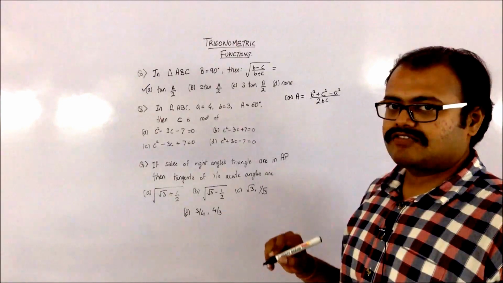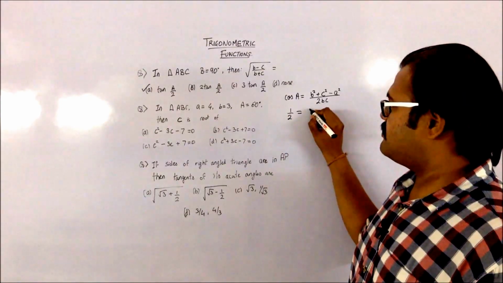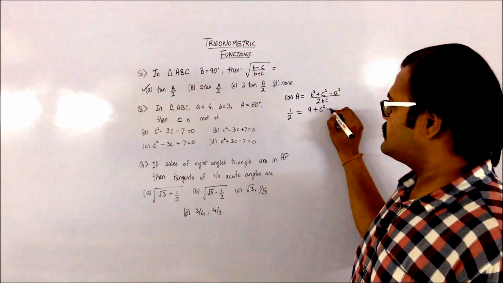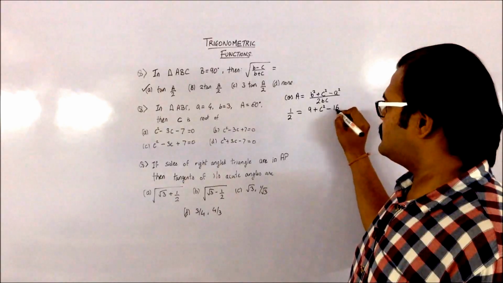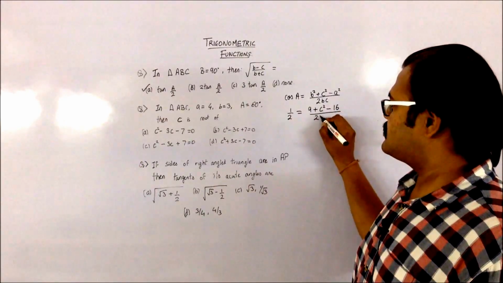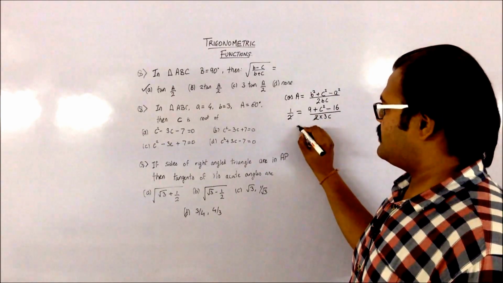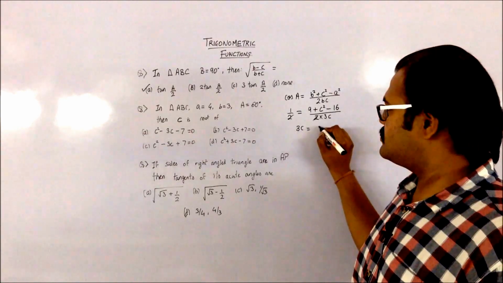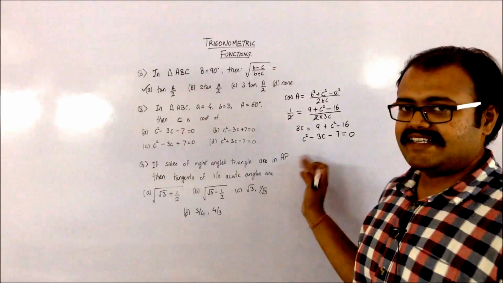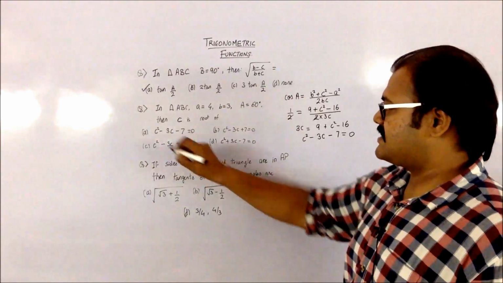you'll be having cos of 60, which is half. So cos of 60 is half, you have B square as 9 plus C square, you don't know what it is, minus A square is 16, divided by 2 times BC, which is 2 into 3C. So the 2 gets cancelled, we cross multiply, we get 3C is equal to 9 plus C square minus 16. So you're getting this particular equation. So if you check this option, that's your option A.